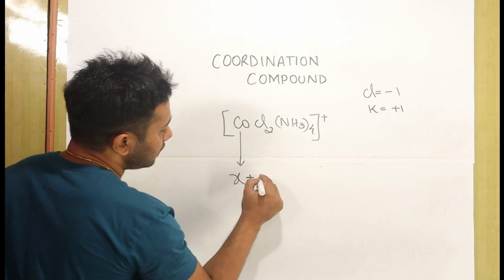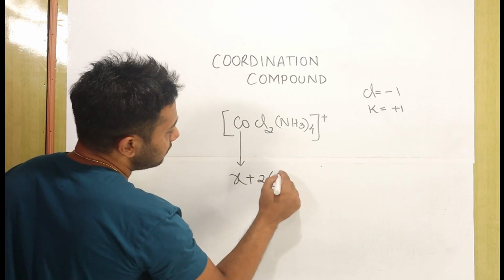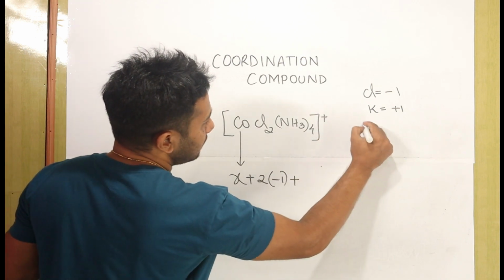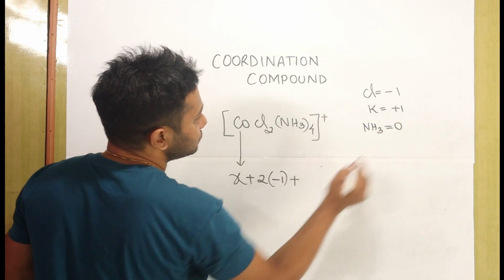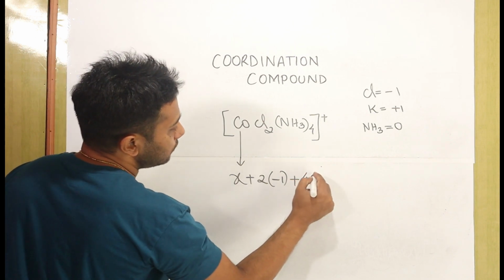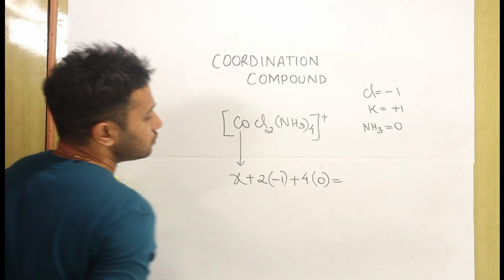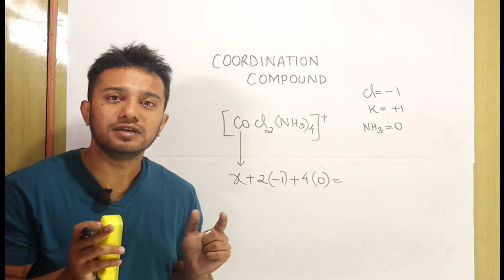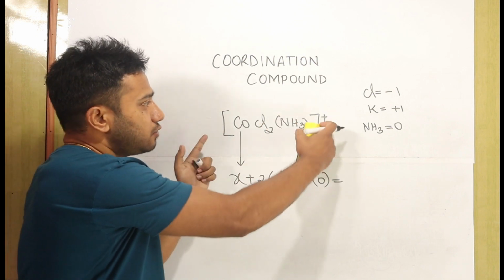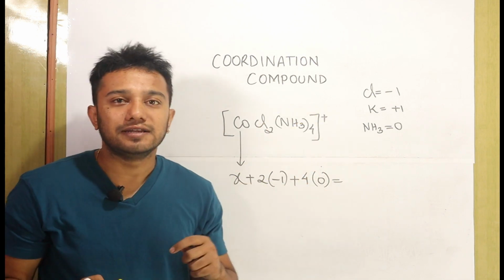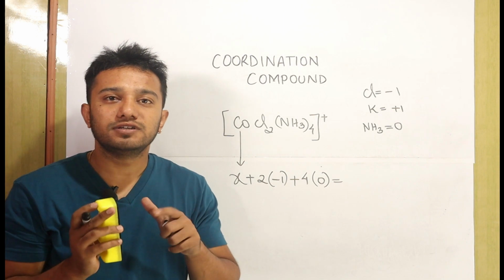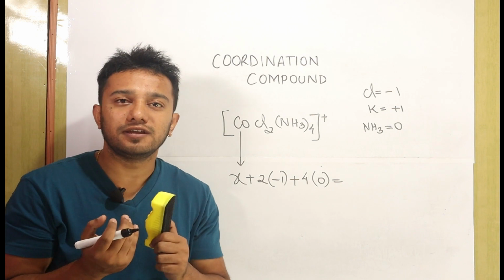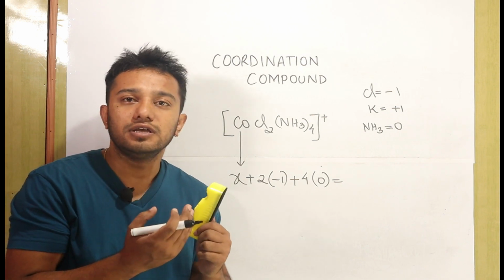Chlorine, there are 2 chlorine out here. Charge of chlorine is -1. And ammonia, NH3 is 0, neutral, so we have 4 into 0. Whenever there is a positive or a negative sign outside the square bracket, outside the complex, out here there's a positive sign, and it is +1. So whenever there is a positive or negative sign, you're supposed to write the value of the positive or the negative after the equal to sign.